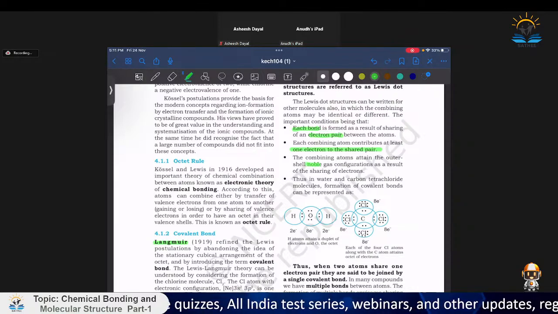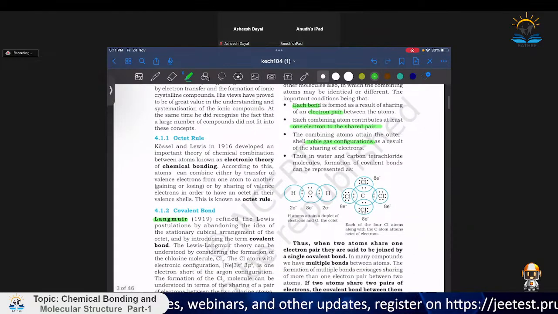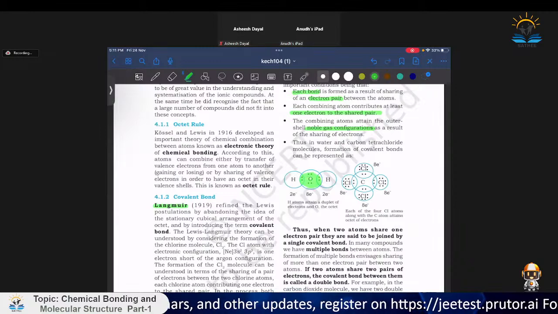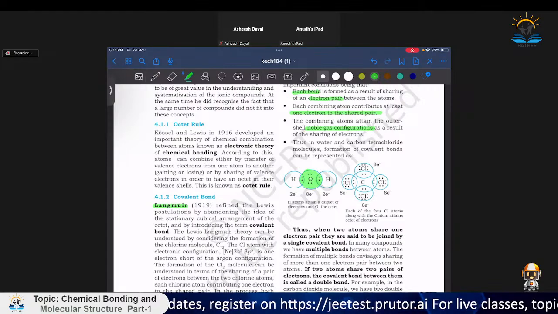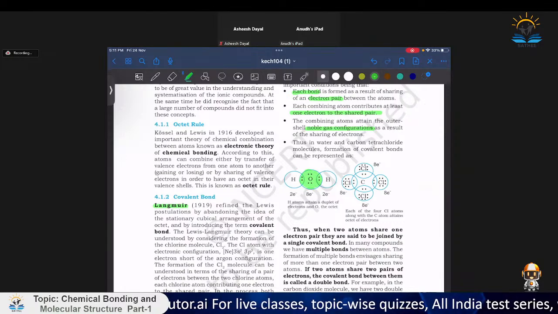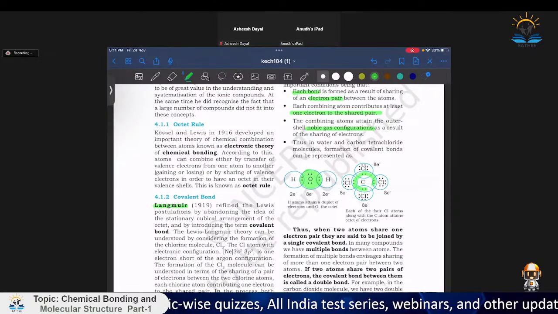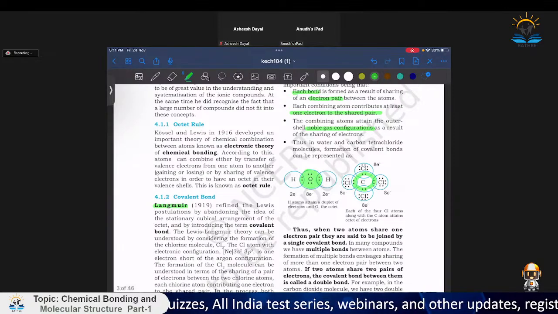In water and carbon tetrachloride, the formation of covalent bond can be represented as follows. Hydrogen is giving one electron, oxygen is giving one electron, and in total oxygen is getting one extra, so it is getting a noble gas configuration of 8 electrons. Hydrogen is getting a duplet of 2 electrons. In carbon tetrachloride, carbon has 4 electrons and will share all 4 with chlorine, which needs just one. So you need 4 chlorines, because each chlorine gives just one, to complete the carbon's octet. Here we can see the octet has been completed.